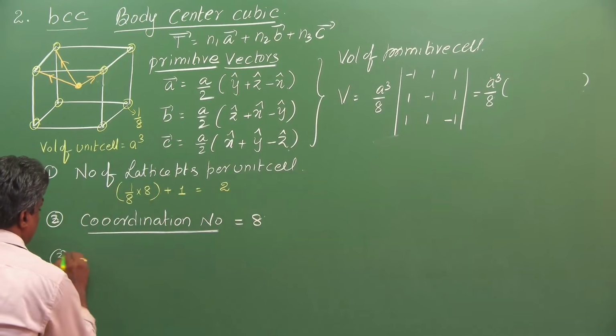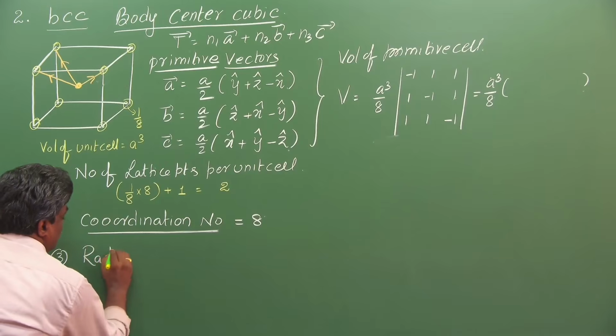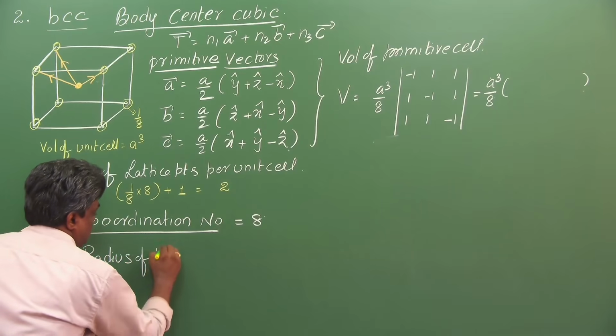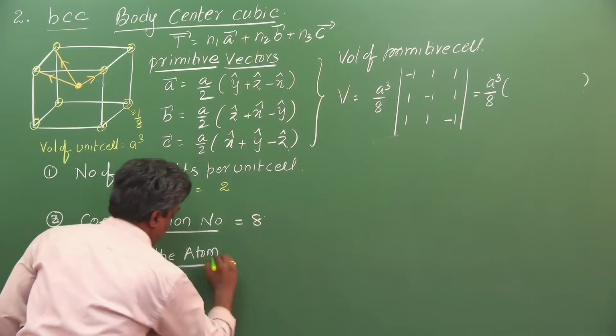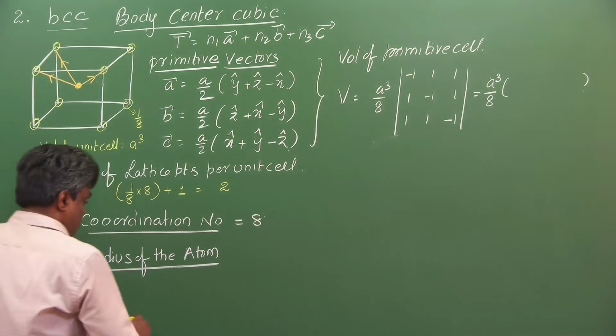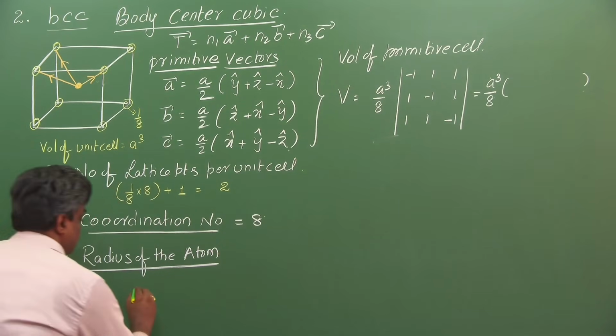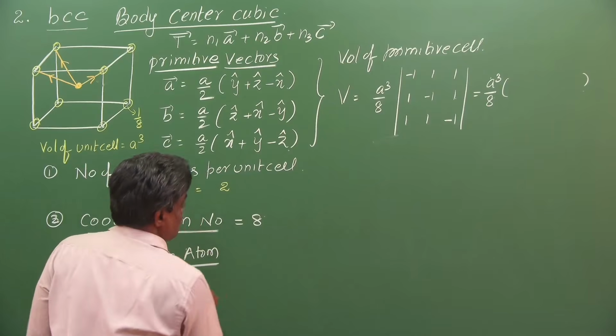Next, third one, radius of the atom. Listen, you must remember this, not a joke. Please listen carefully. Radius of the atom. Okay, so let me find the radius of the atom. I am taking a BCC structure.